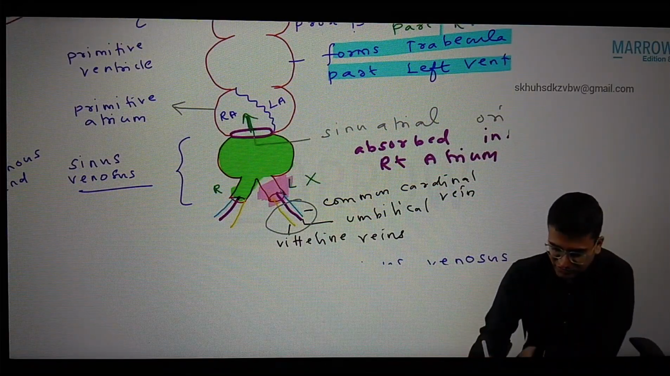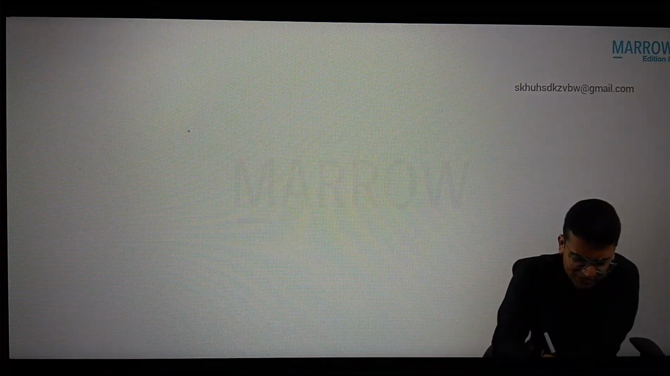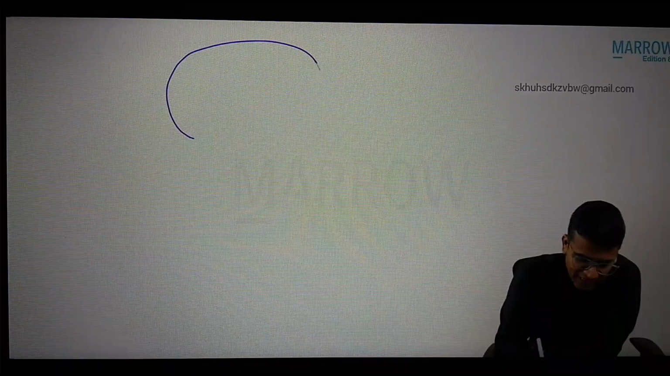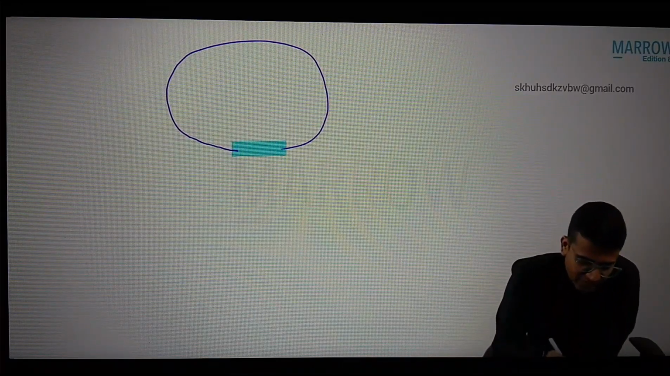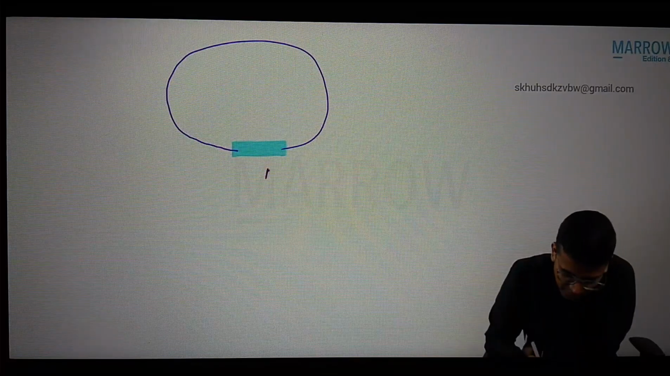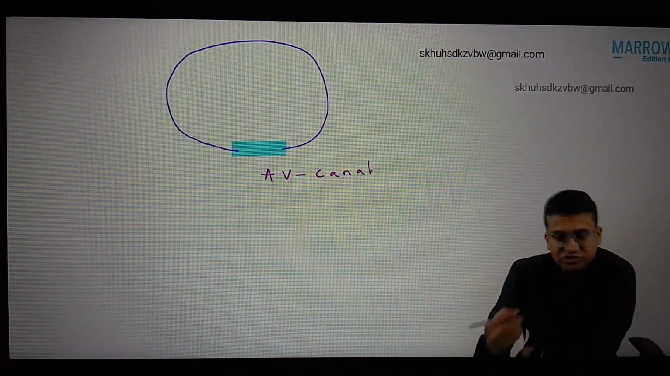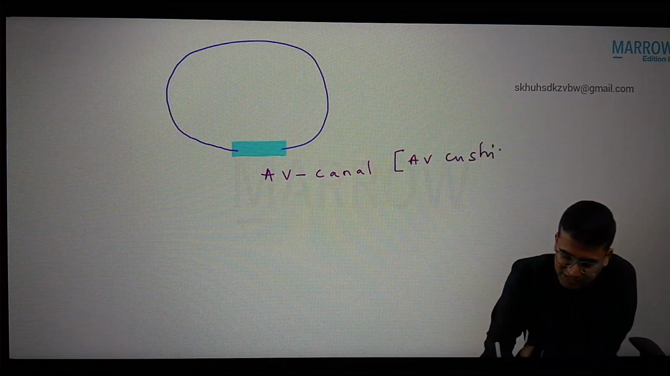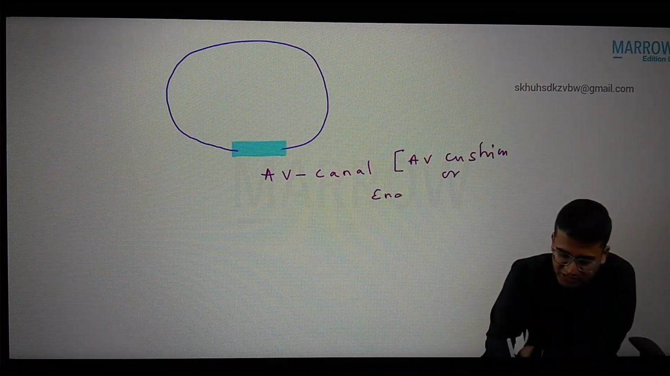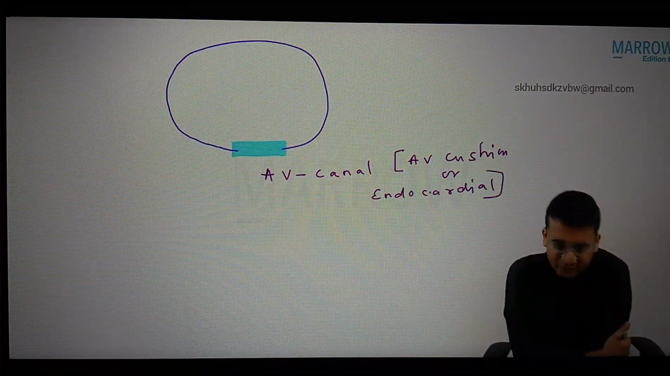Now we're going to discuss the formation of the interatrial septum and interventricular septum. Okay. So now this is the common atrial chamber. So now this is our AV canal. Okay. That is the AV canal. Now in the AV canal, the AV cushion or endocardial cushion is formed. Endocardial cushion is formed. Okay.